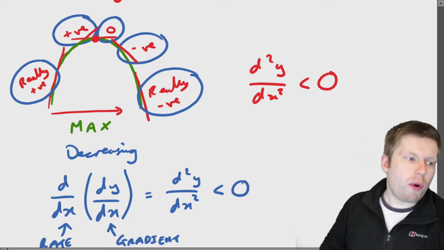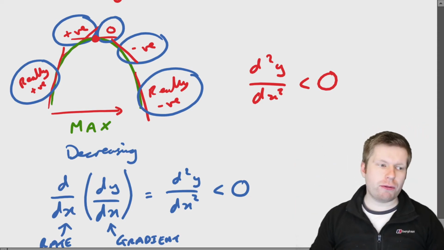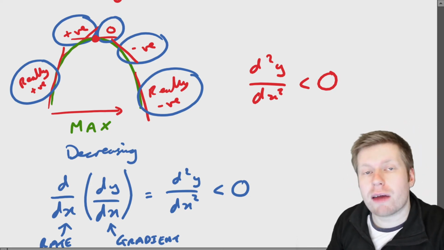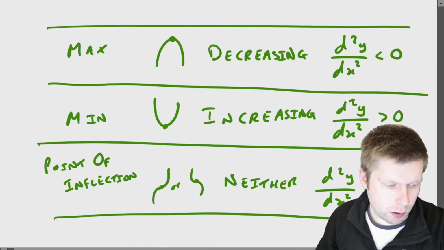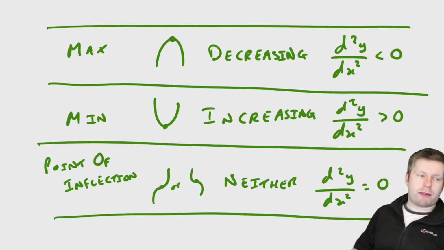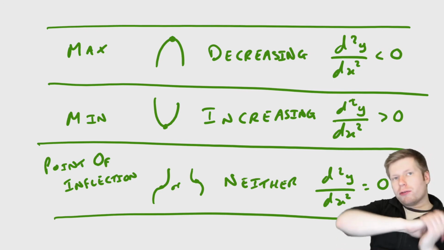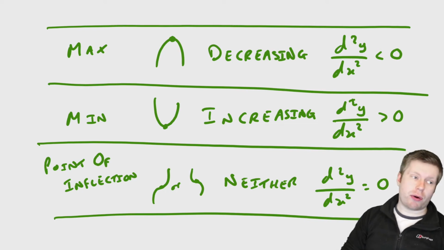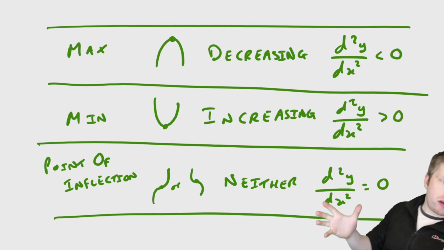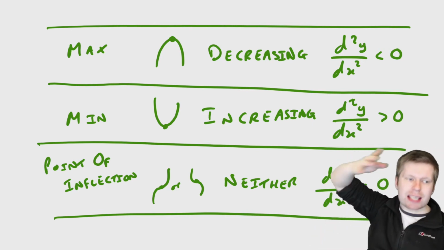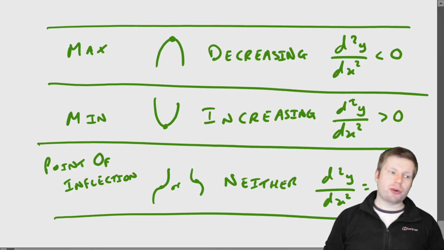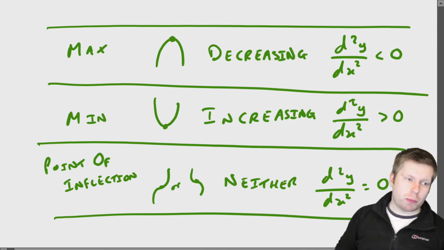I can follow a similar principle for the other situations. For a minimum, the rate of change should be increasing, so d2y by dx squared should be greater than 0. And at a point of inflection, it's neither increasing nor decreasing, therefore it should be equal to 0. So let me write those down, the three different situations I can have. If it's a local maximum, my function is decreasing, which means the rate of change of my gradients is getting less, so d2y by dx squared is less than 0. If it's a minimum, it's increasing, so d2y by dx squared is greater than 0. And if it's a point of inflection, it's doing a little rest, from either the negative or positive way, so it's neither increasing nor decreasing, which means d2y by dx squared should be equal to 0.